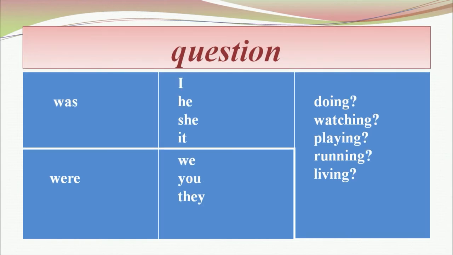And the question form. The question form is made with was or were, the past form of to be, at the beginning of the sentence, and after that the subject, and after that verb ing. For example, was I doing it? Was he doing? Was she watching? Was it playing? Were we running? Were you leaving? Were they running?